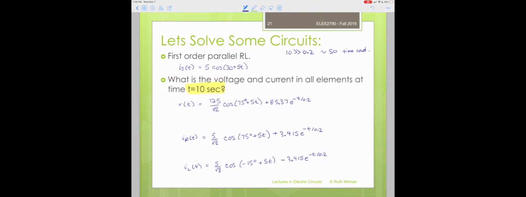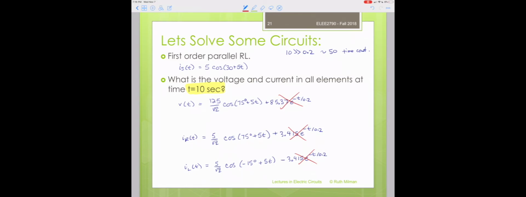If we have 50 time constants, we can very simply ignore the transients off the top, because at 50 time constants those transients are going to be so small we don't need to calculate them. So the next thing we need to do is figure out what 5t is going to be, because we need to convert either the degrees into radians or the radians into degrees.